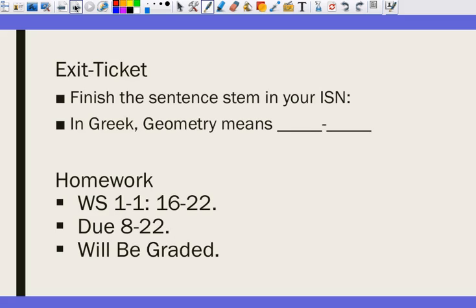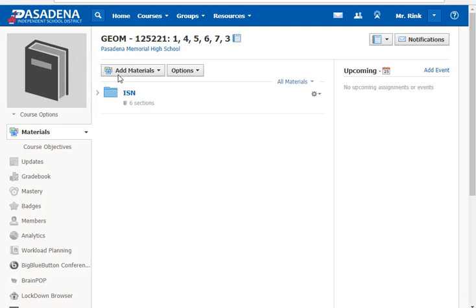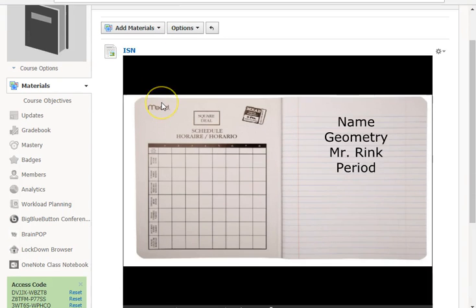One last thing I want to show everyone. In Schoology, you guys should know about Schoology. I created a virtual ISN for you. What this is for is maybe I went too fast and you weren't able to write everything down. Your ISN should look very similar to this one here. And let's say you wanted to go to today's or yesterday's notes.